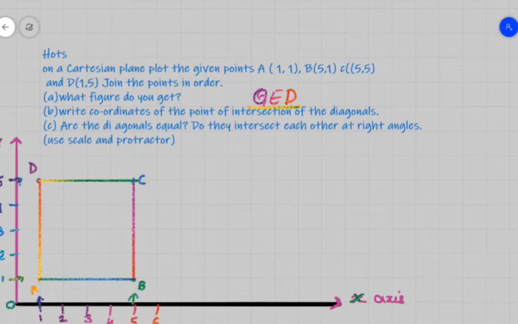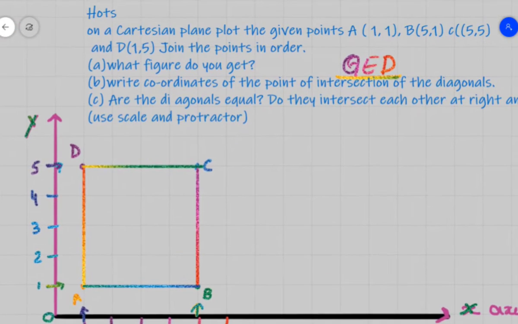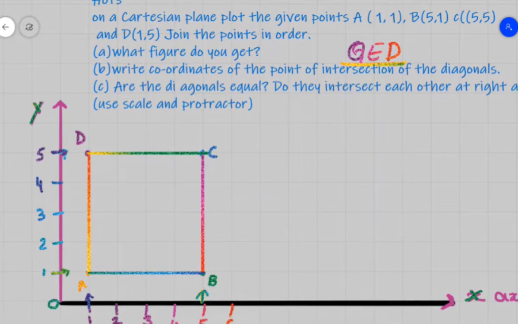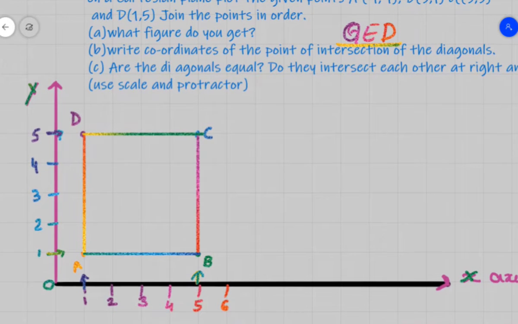Now let us see what is given. See, we have joined A, B, C, D. You can clearly see this is A, this is B, this is C and this is your D. Now what figure do you get? Look here children and tell me what figure you are getting.